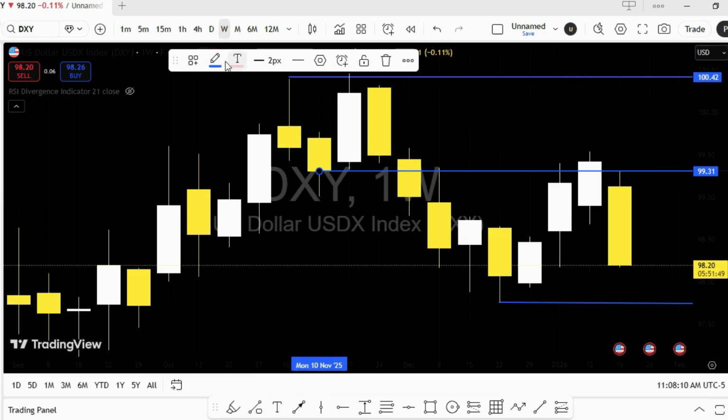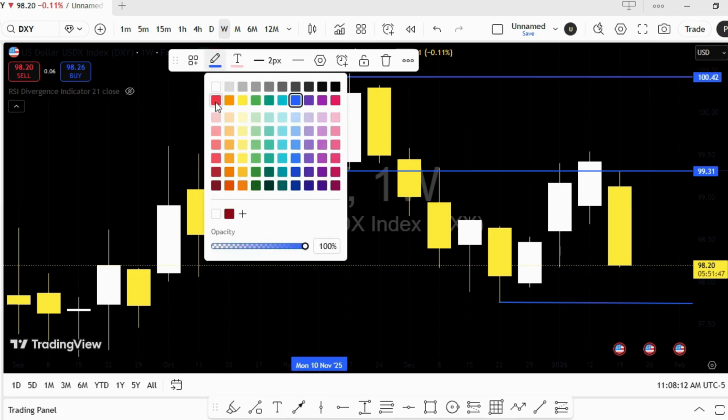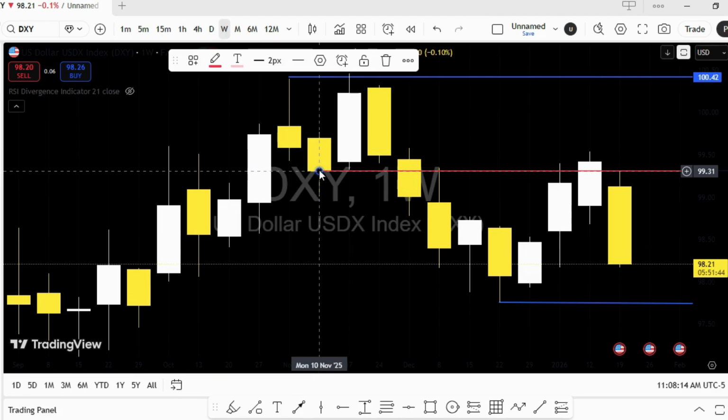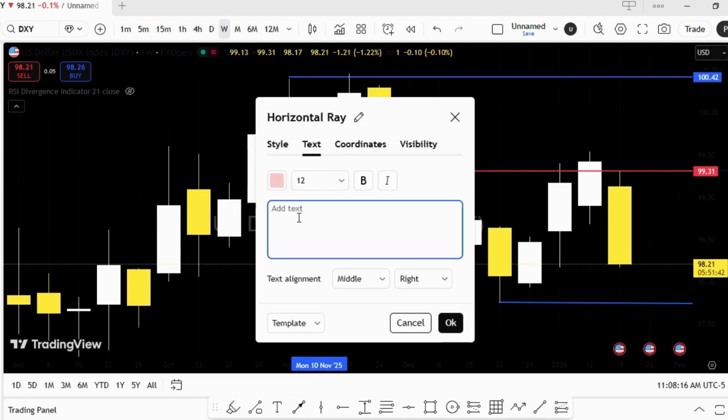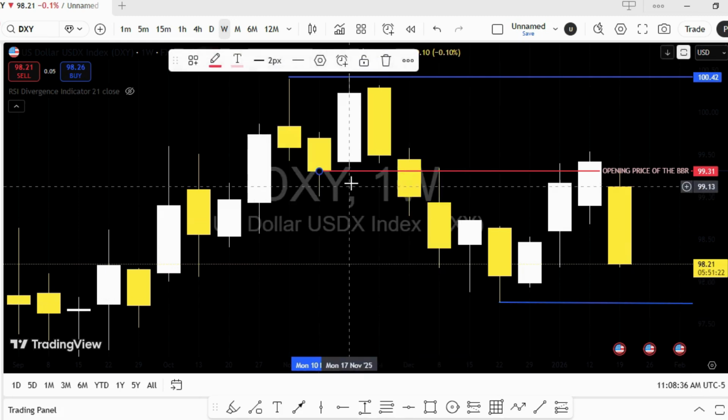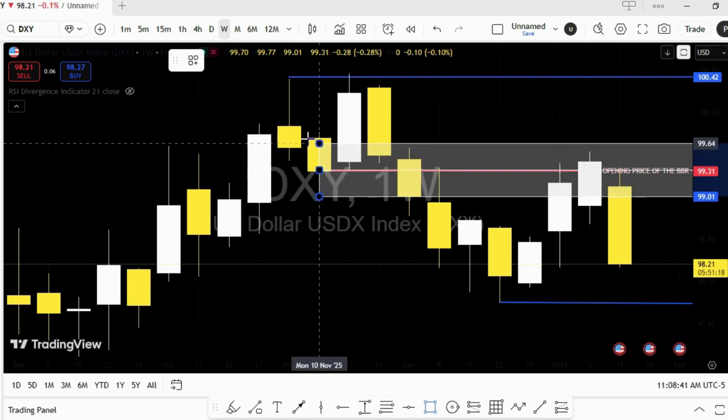Since this is the weekly time frame, I normally use the red labelings and type the opening price of the breaker block. Normally I label it BBR. So we also have the mean threshold of this breaker block.